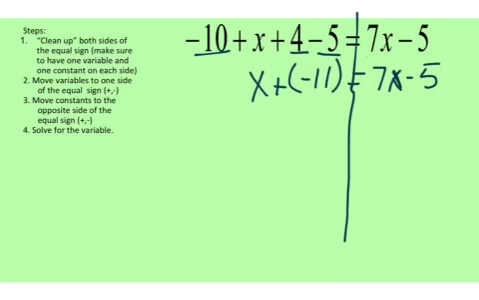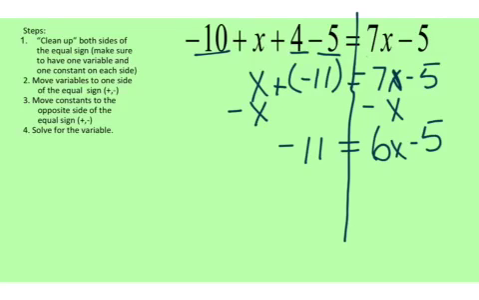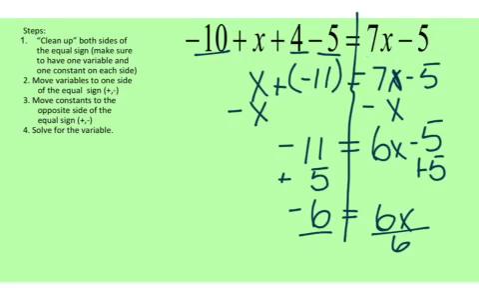Now I have my optimal cleanup. So both those sides are cleaned up. So now I want to move the variable to one side. I'm going to subtract x from this side and subtract x from this side because this is a positive to begin with. So now I have negative 11 equals 6x minus 5. Now I'm going to get my constant on the other side. This is minus 5. Add 5 to both sides, and I get 6x equals negative 6. Now it's just a one-step equation. Divide by 6, and my answer is x equals negative 1.